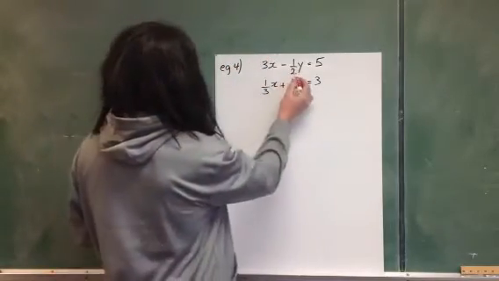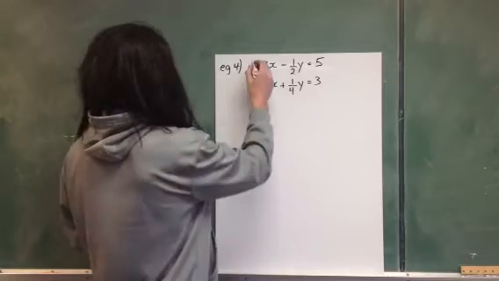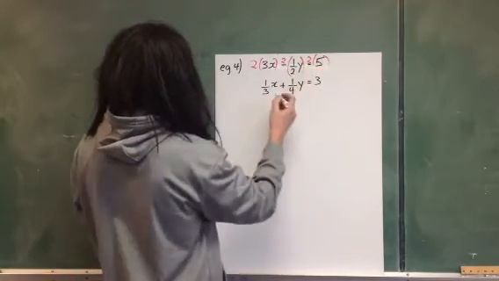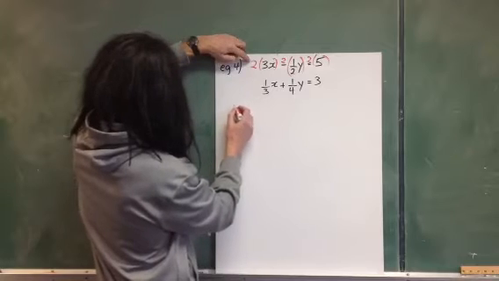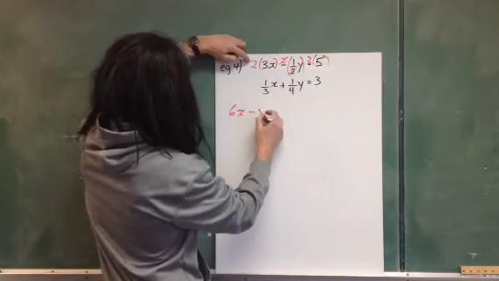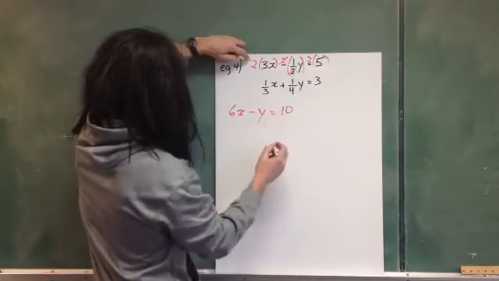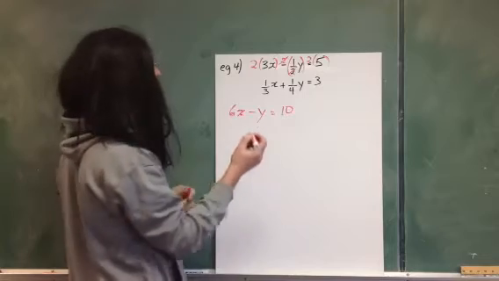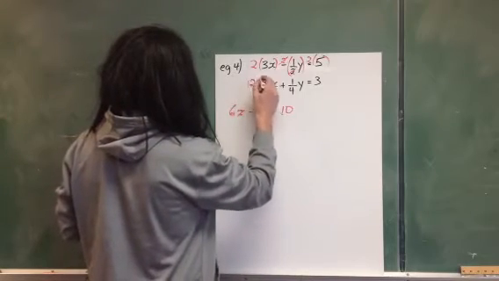So in order to get rid of this 2, I could double every term. Double that term, and that term. Now that will result in 6x. These would cancel. Minus 1y equals 10. And how would I get rid of the 3 and the 4? I have to multiply by the least common multiple. So I'm going to multiply every term by 12.